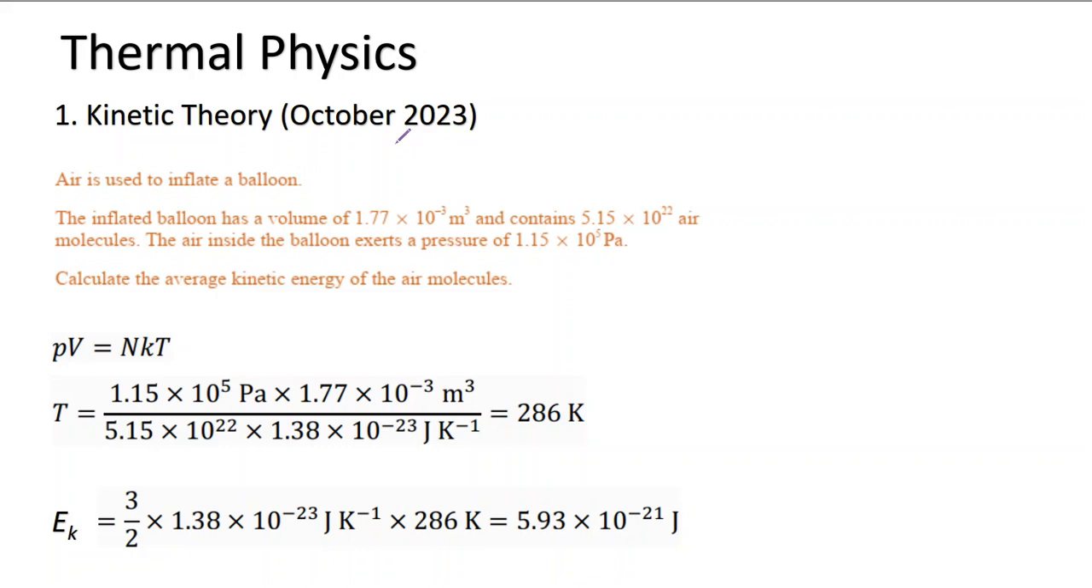So the very first thing you have to do is find out the temperature using the ideal gas law, using the equation PV equals NkT. So you have the value of pressure, volume, number of molecules, k is the Boltzmann constant, and T is what you have to find out. Make T the subject of the equation and you get the value of temperature. Then plug the value into the equation for kinetic energy, equals 3 by 2 kT, and you get the value of kinetic energy.